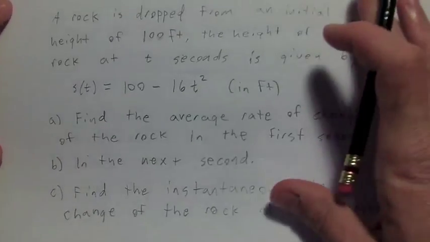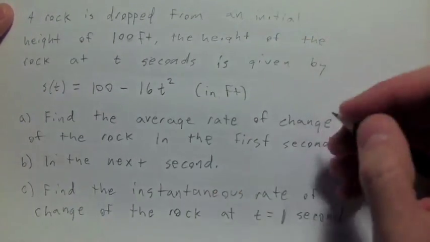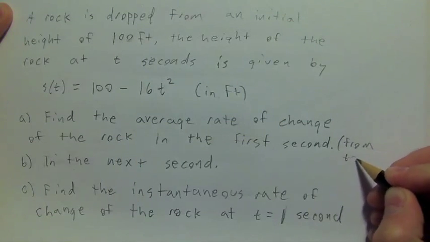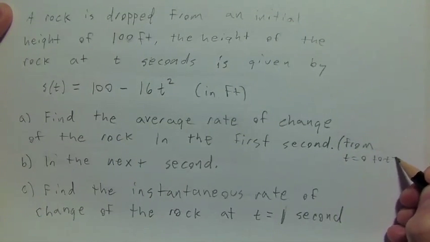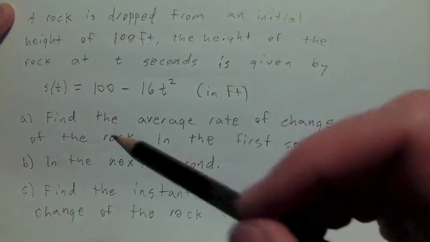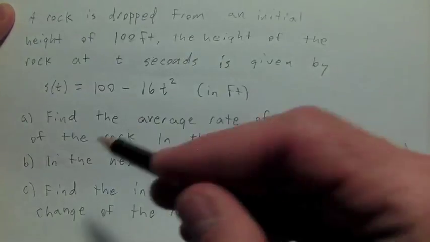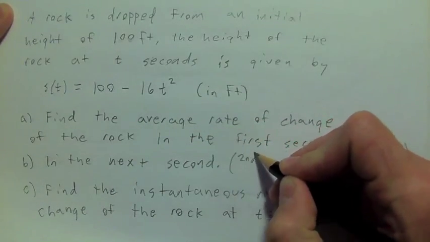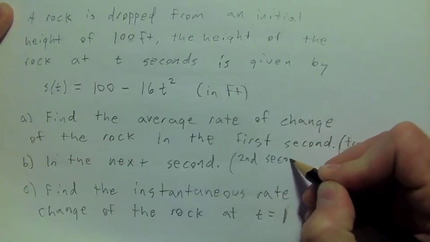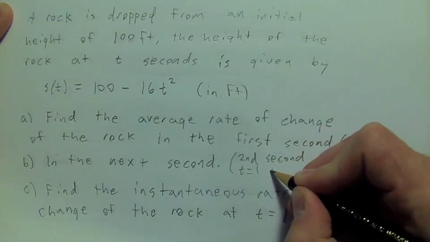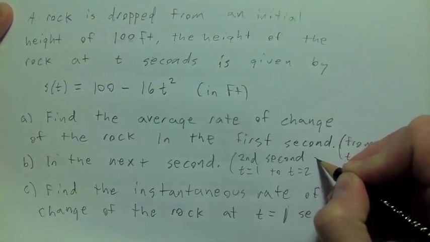That's a special way of just saying from t equals 0 to t equals 1. Right? That's what that's saying. Then part B, it's asking the same thing, but in the next second. So another way to say that would be in the second, which is always kind of fun to say. Or this is from t equals 1 to t equals 2.